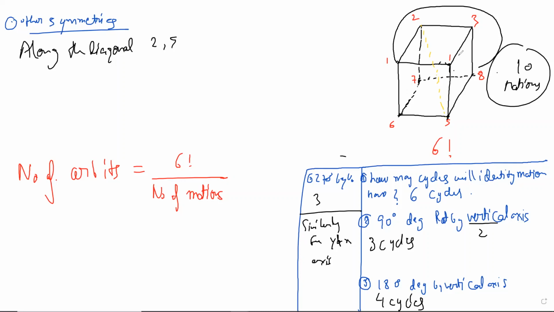No, 1 cannot go to 3, because if 1 goes to 3, then where will the 6 go? It will hang in the air. It will not fit on the cube itself again. So that's why I am not doing that. If the 1 goes to 8, the 6 will go to 3. 6 will go to 3.